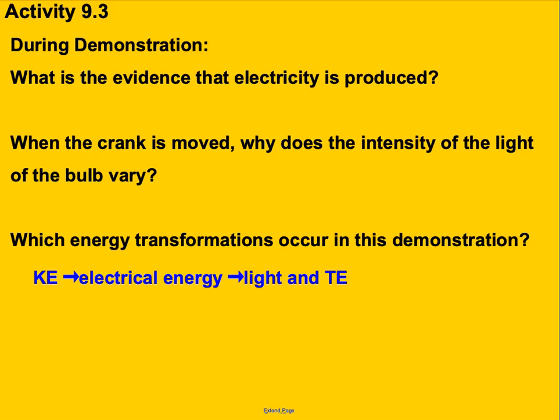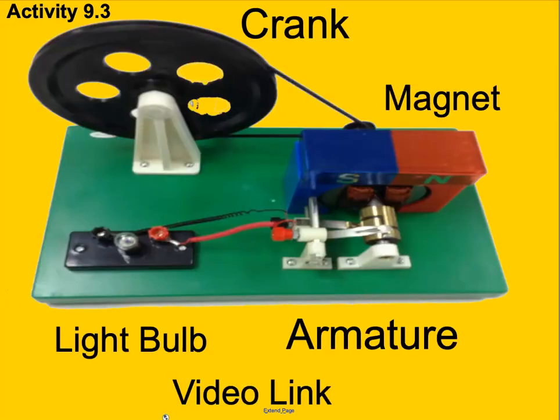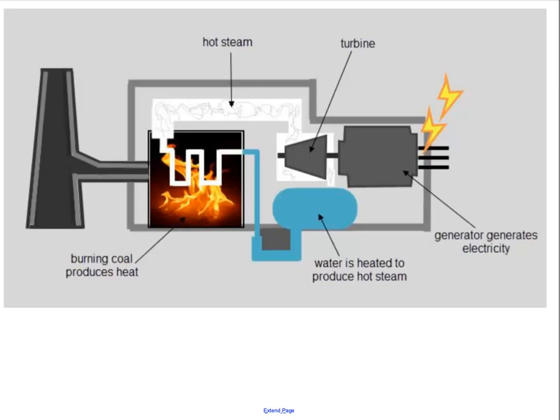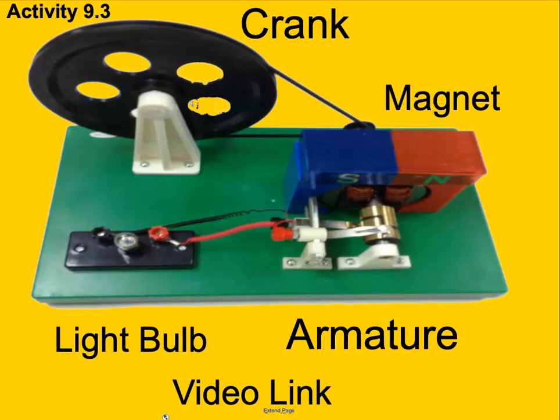And then, which energy transformation occurs in this demonstration? Think about that. You start with kinetic energy because the person is spinning it themselves. You get electrical energy, and that electrical energy turns to light. And then you're going to have some thermal energy from the friction of all the generator parts working, and the light bulb is going to give off a little thermal energy as well. So again, between looking at a demonstration of a generator, you should have a pretty good idea of how electricity is produced.